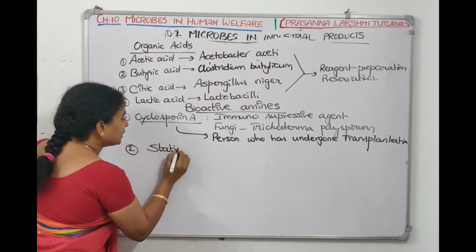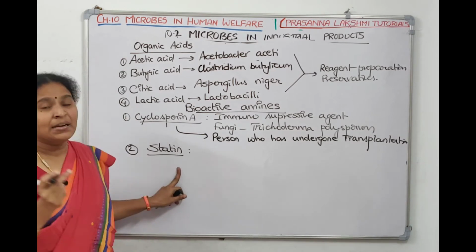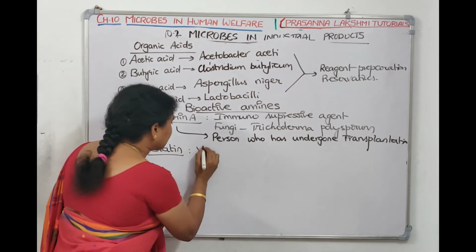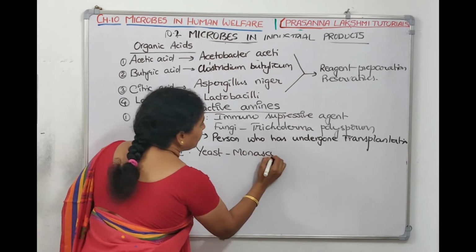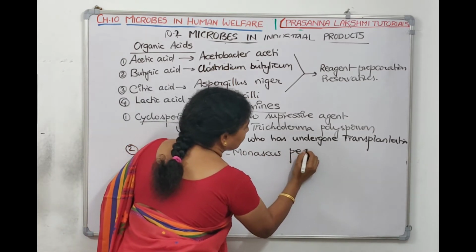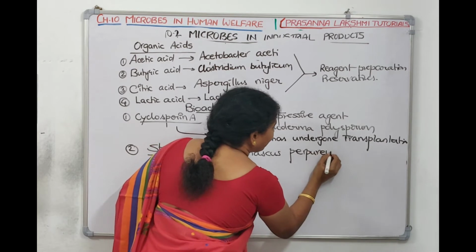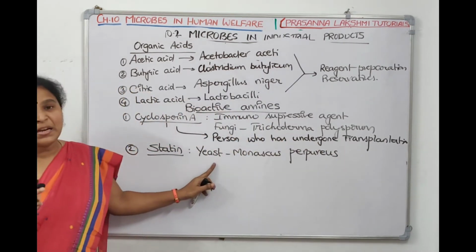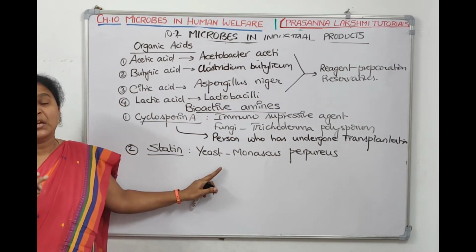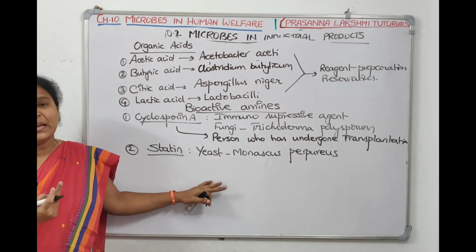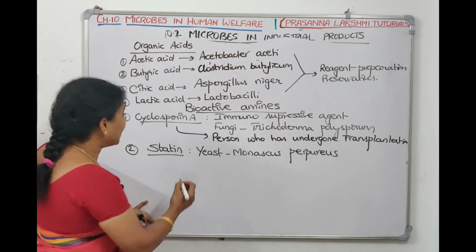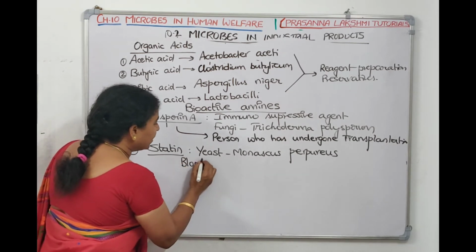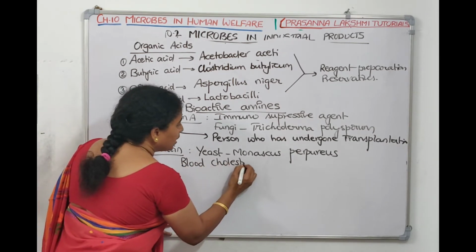So this is one bioactive amine, and the last bioactive amine is statin. Statin is extracted from a yeast. It is also fungi only. It is extracted from a yeast called Monascus purpureus. What is this statin called? It acts as a blood cholesterol lowering agent.